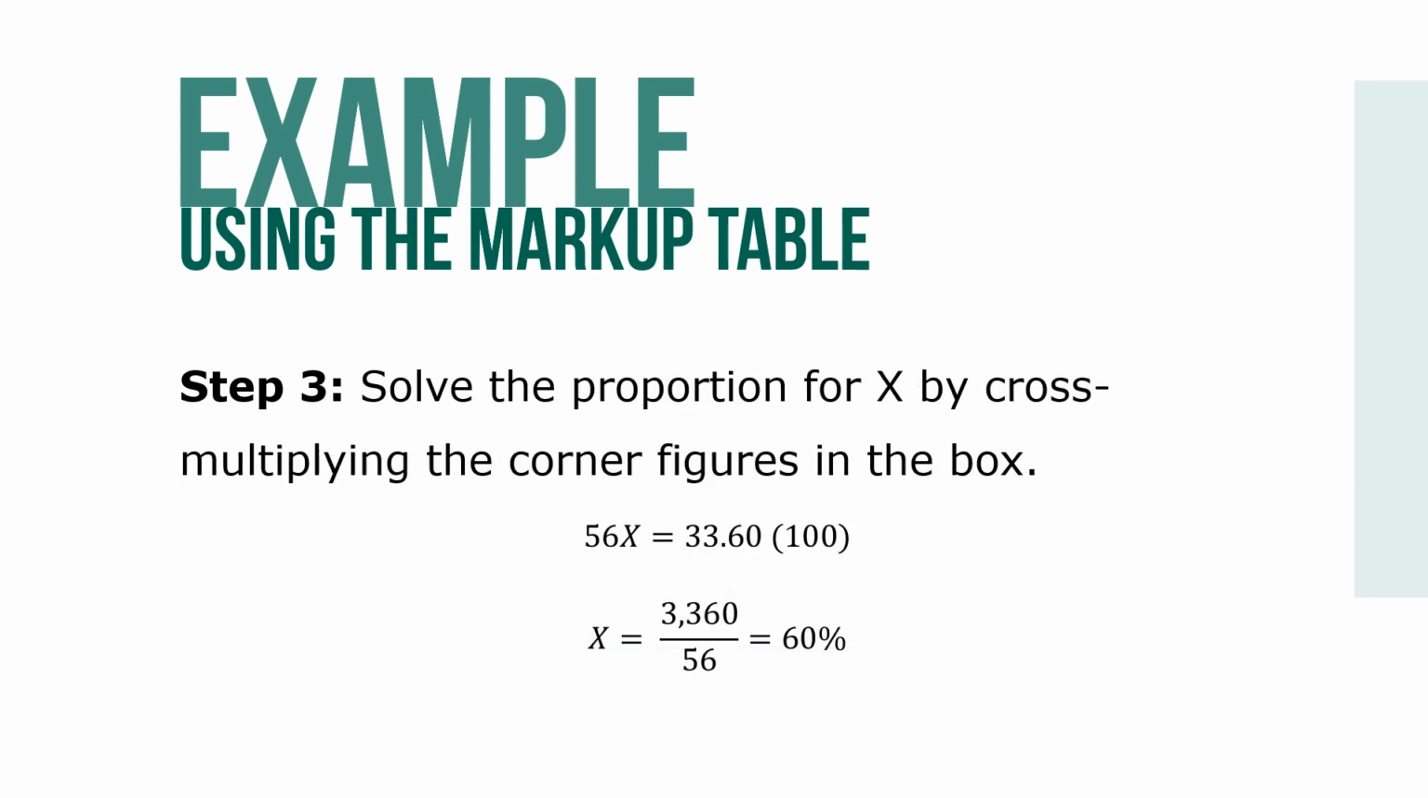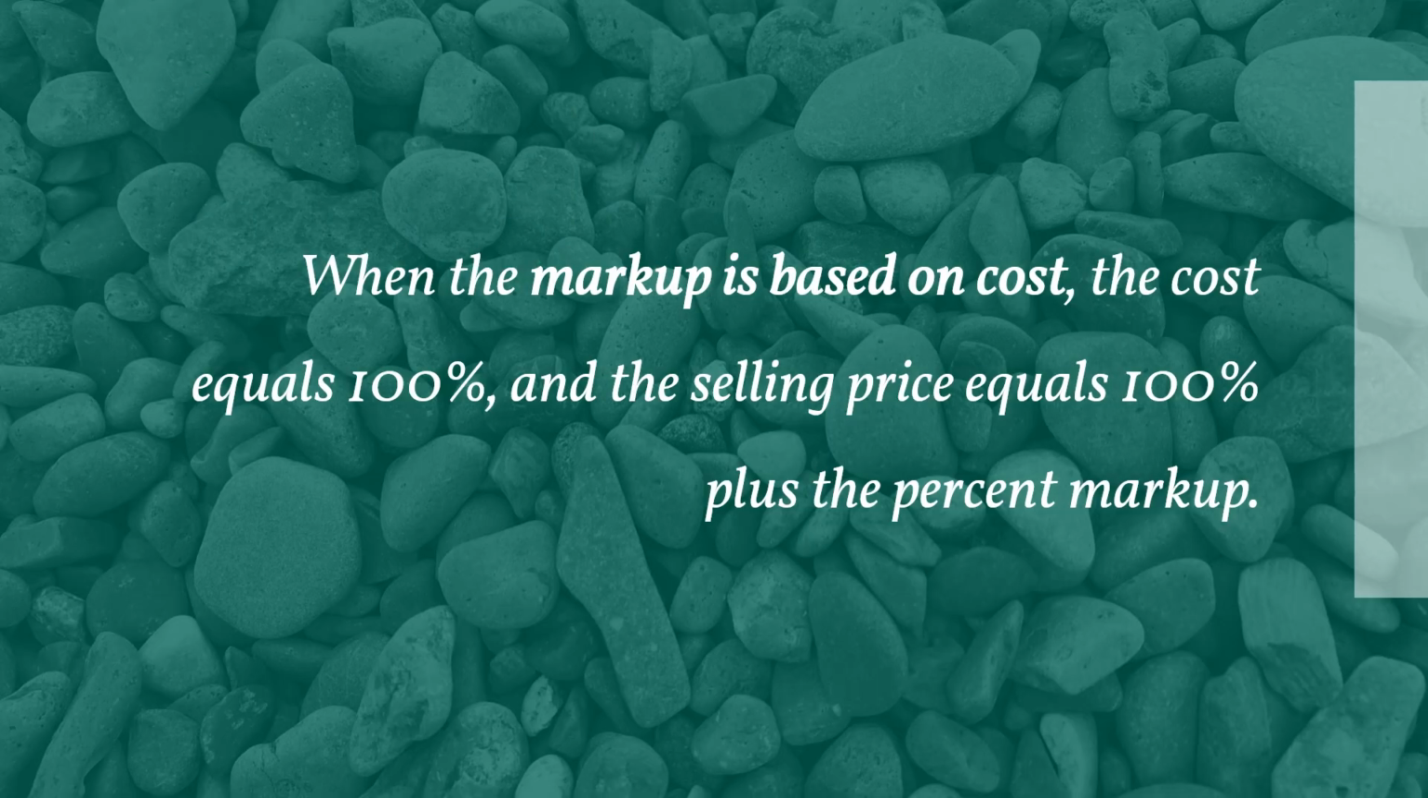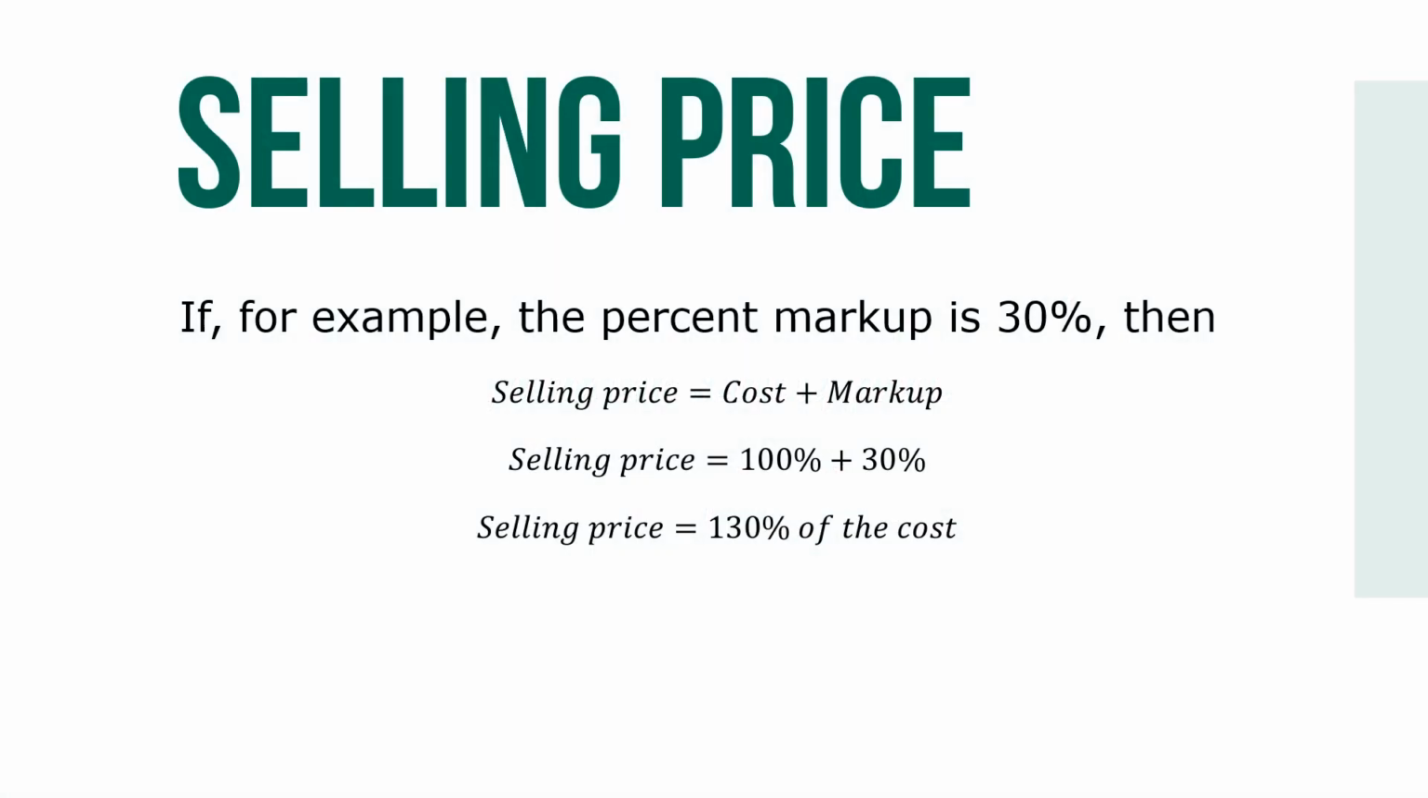Now we can solve the proportion for X by cross-multiplying the corner figures of the box. Here it is. When the markup is based on cost, the cost equals 100% and the selling price equals 100% plus the percent markup. If, for example, the percent markup is 30%, then selling price equals cost plus markup, or 100% plus 30% to equal 130% of the cost.